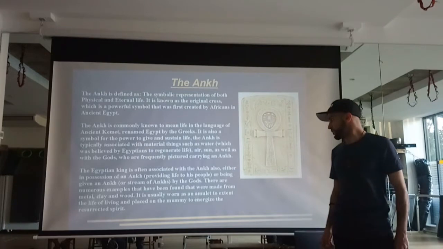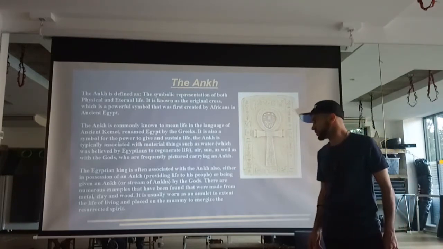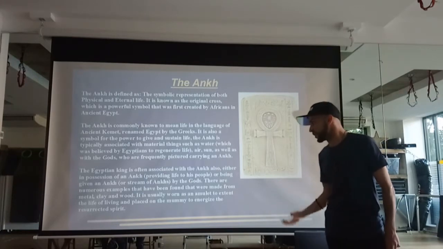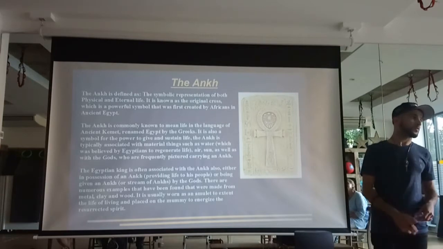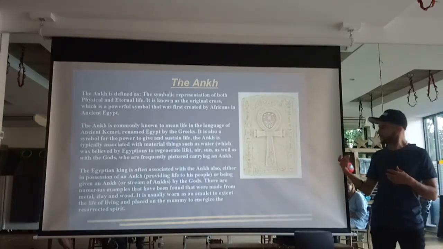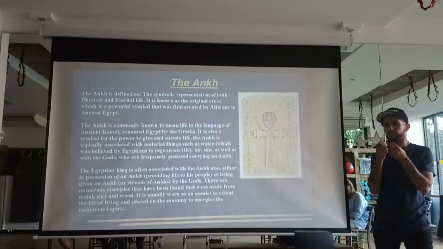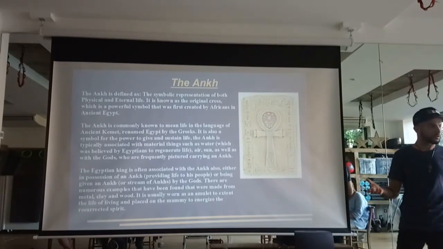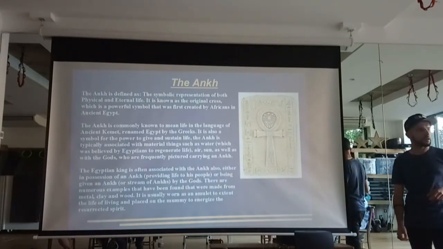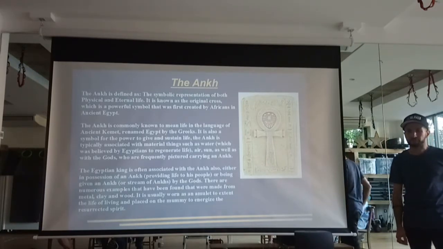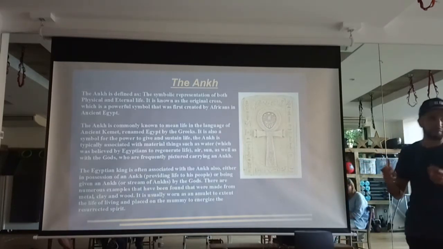There are numerous examples that have been found that were made from metal, clay, and wood. It is usually worn as an amulet to extend the life of the living, and placed on the mummy to energize the resurrected spirit. We have this practice again when I go through the next subject of geomancy. You'll see that certain amulets, precious gold symbols, wood, and crystals were always buried with the ancestors. Something that we've lost touch of due to the interference of monotheism and the basic genocide of all the druidic and pagan cultures that used to exist here in the West, that they've completely eradicated, pretty much. So we have this sort of amnesia, sadly. And this is actually an amnesia all over the world.